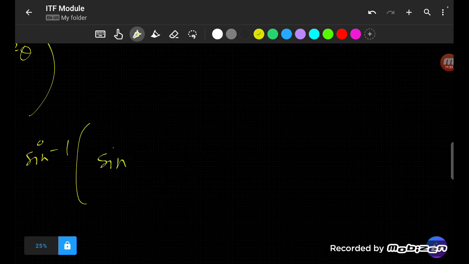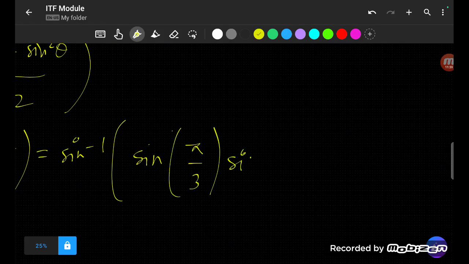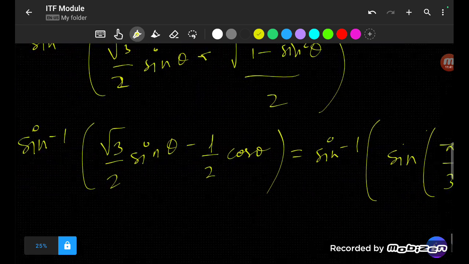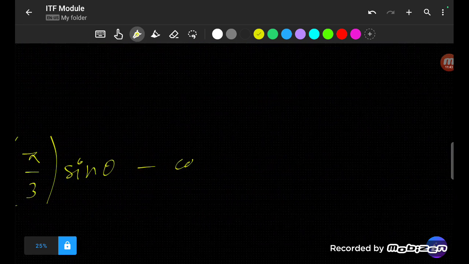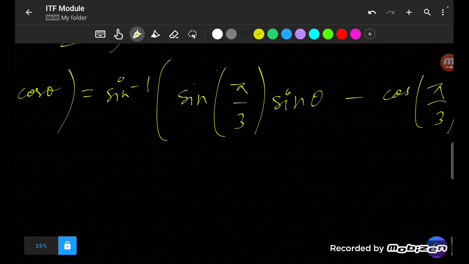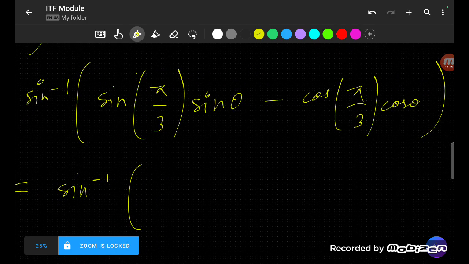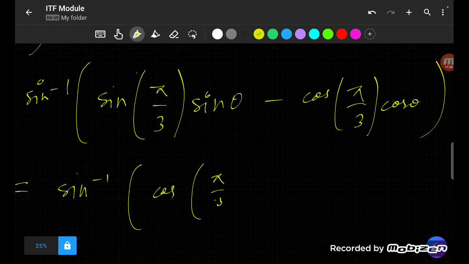Then this is sin pi by 3 sin theta minus cos pi by 3 cos theta. Pi by 3, 60 degrees, for kind reference. So this is sin inverse, and this is cos pi by 3 plus theta.